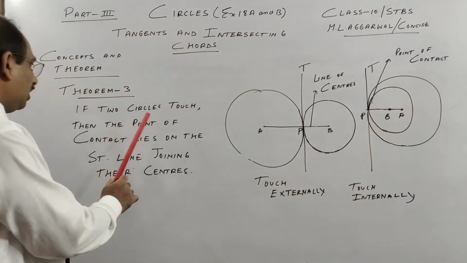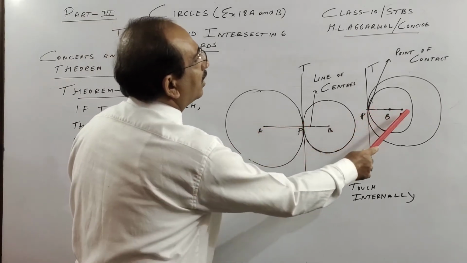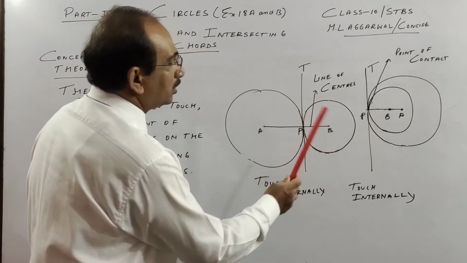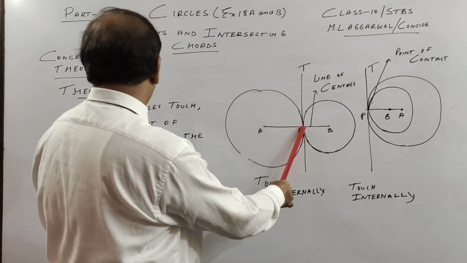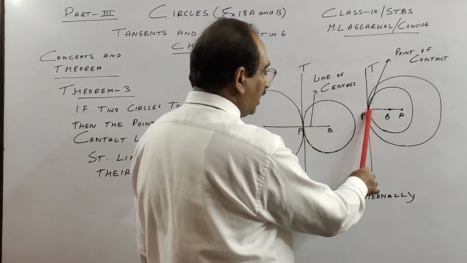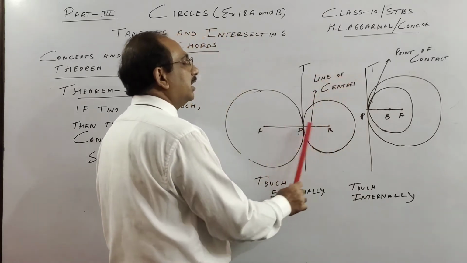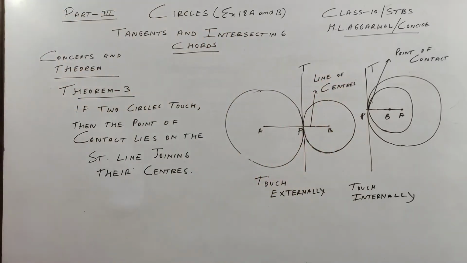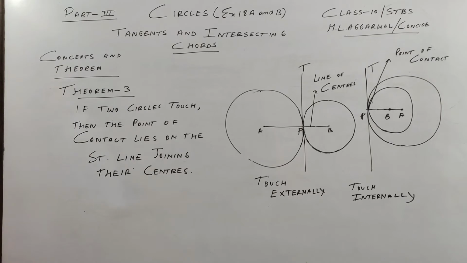So what do we see? If 2 circles touch, then the point of contact lies on this line, the line which joins both the centers. Once more, the point of contact lies on the straight line joining their centers, and that line is also called the line of centers. Okay, so this particular one is not there in the present syllabus, but 1 and 2, please go through nicely. So please copy, then we move on to the next theorem.